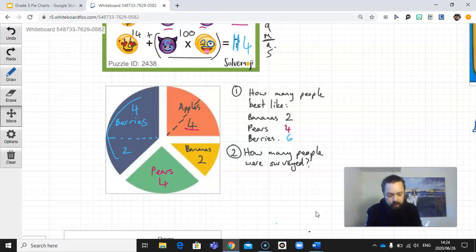So how many people were surveyed altogether? To work that out, we can add up each of the pieces, and you'll see that we've got 6 plus 4 is 10, plus 2 is 12, and then plus the apples, which is already on the chart, comes to 16, and so 16 people were surveyed altogether. Right, I'm going to put another one up now.